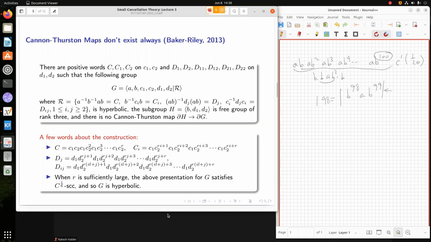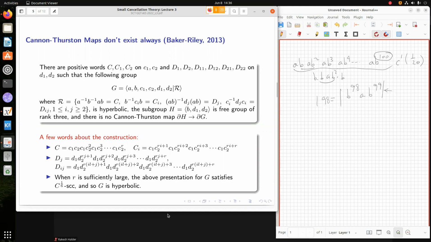oh, okay, there is another misprint here. Sorry, very sorry. So this would be less than or equal to I. Both i and j, what we are saying is i and j are 1 and 2. So this is a misprint.